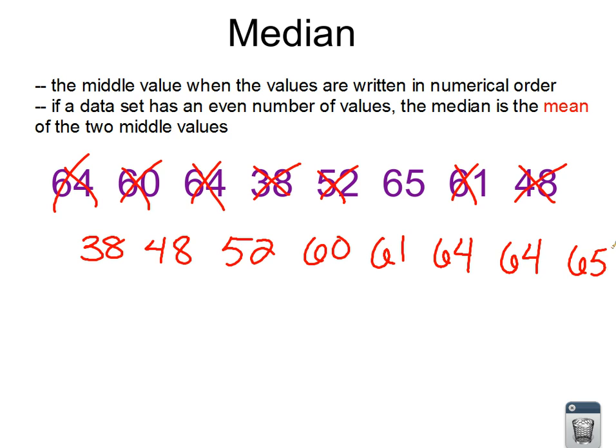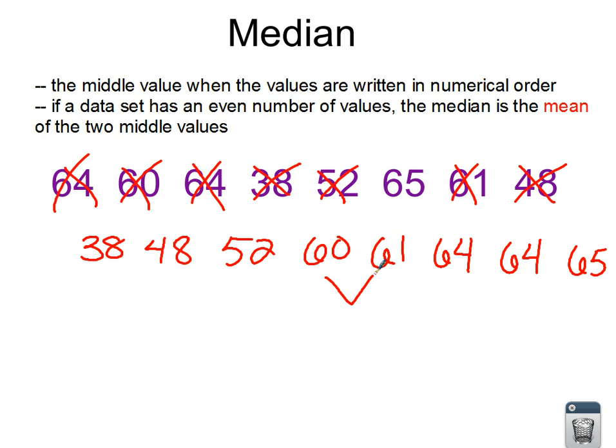Okay, now we need to find the middle value. I usually take my left finger and my right finger, and I start working my way towards the center. I know I can't do it with 2 pens at the same time here, but working your way toward the center, I can eliminate the 38 and the 65. Moving on down, the 48 and the 64 cancel each other. The 52 and the next 64 cancel, and it looks like we are left with 2 numbers in the middle.